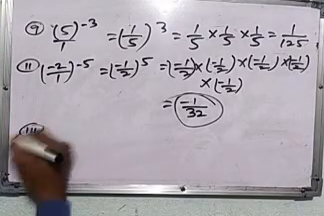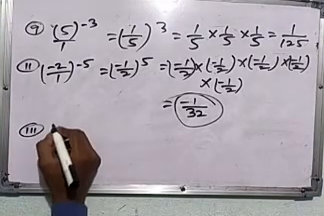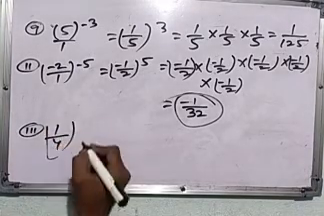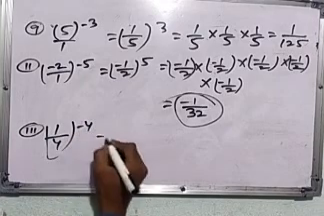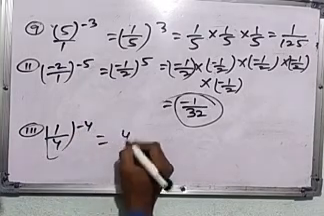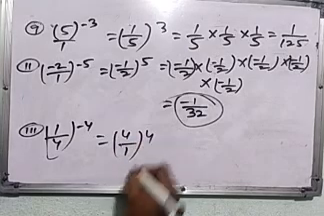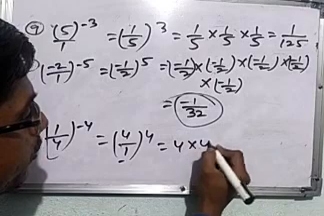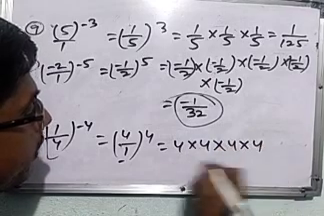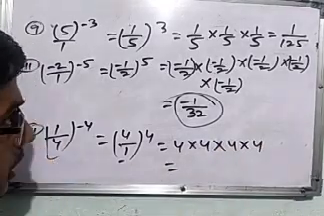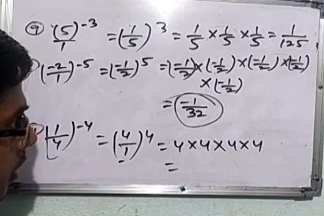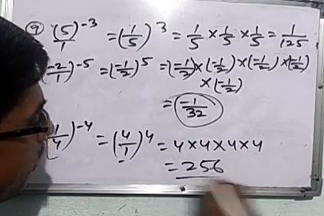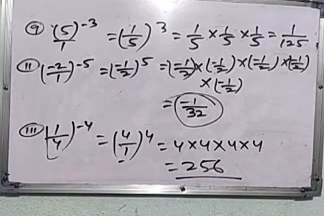So third question, 1 by 4 power minus 4. So you write 4 by 1 power 4. You write 4 into 4 into 4 into 4. 4 4 is 16, 16 4 is 64, 64 4 is 256. Your answer is 256.